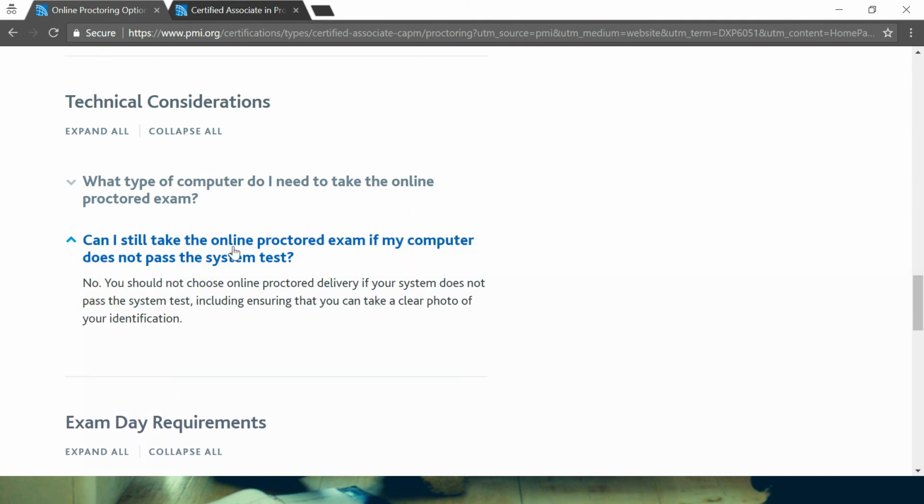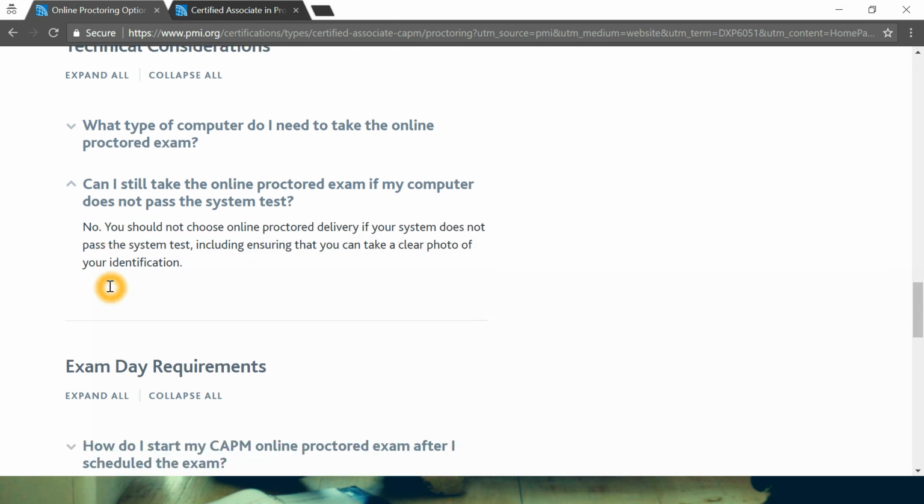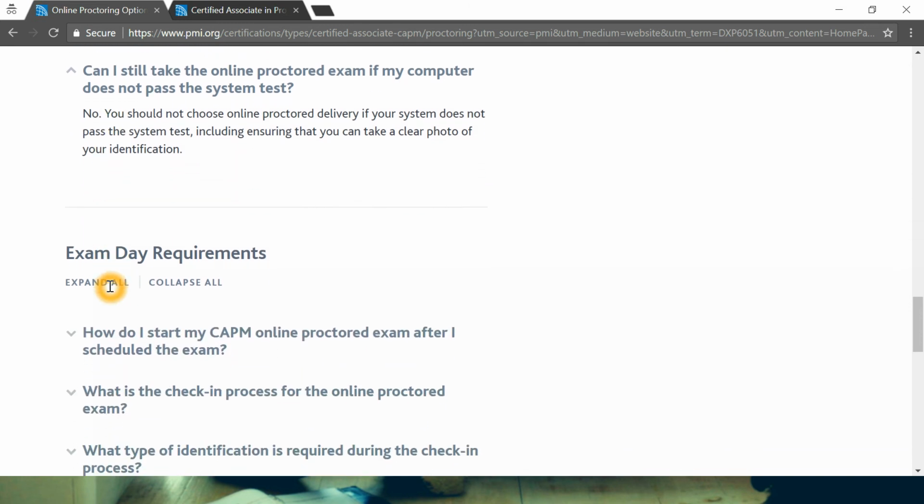Can I still take the online proctored exam if my computer does not pass the system test, the link that we spoke of earlier in the video? So you cannot take the test, and remember, the PMI has clearly mentioned that you might not even get your refund as well if you have booked an exam and your computer or laptop doesn't pass the system test, right? So don't do that.